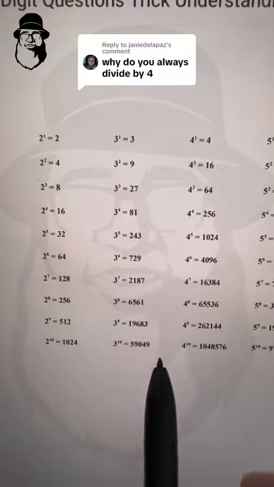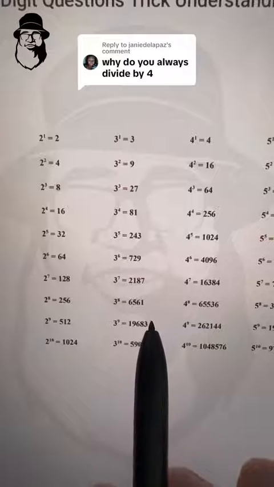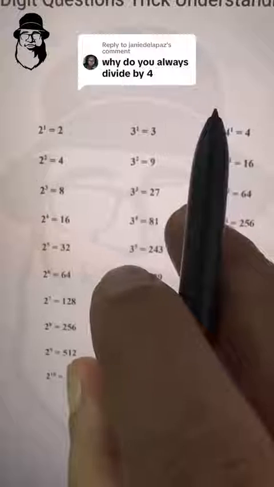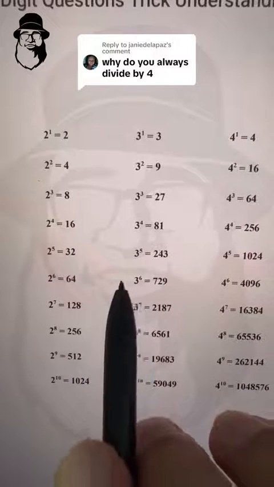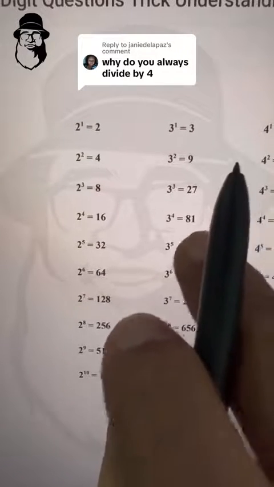When we do the units digit questions, a lot of people have asked me why I divide the power by 4. If it's divisible by 4, we do the question differently, and if the power is not divisible by 4, we do the question differently. Let's see what I mean by dividing the power by 4.